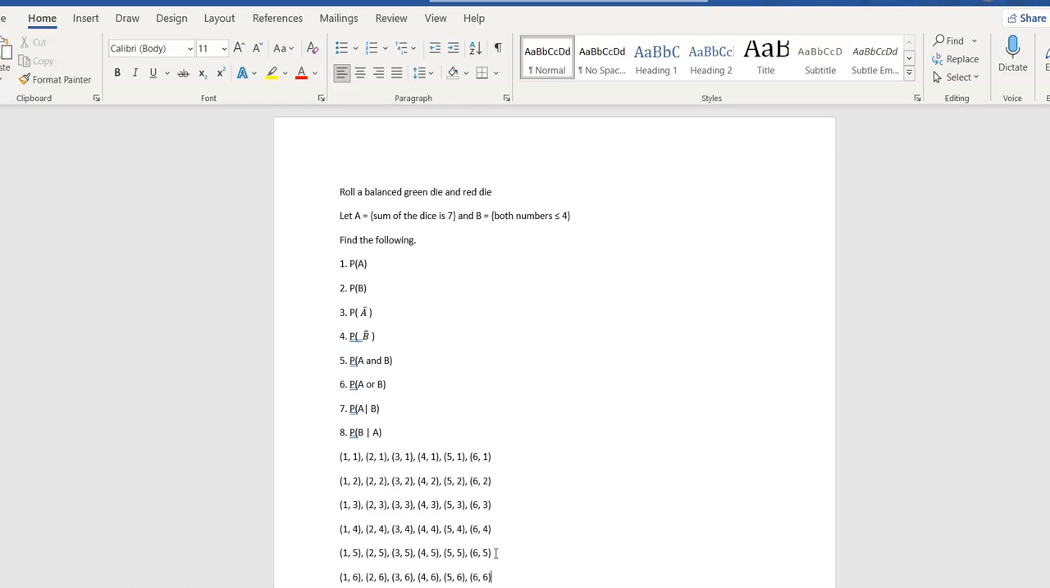And now I've listed all 36 possibilities. If we think there are 6 possibilities on the green die times 6 possibilities on the red die, there are 36 possible outcomes. And that's what we have here.